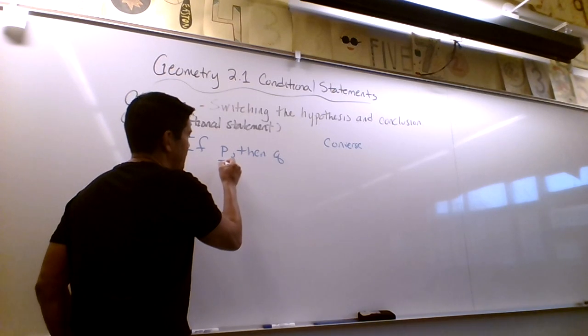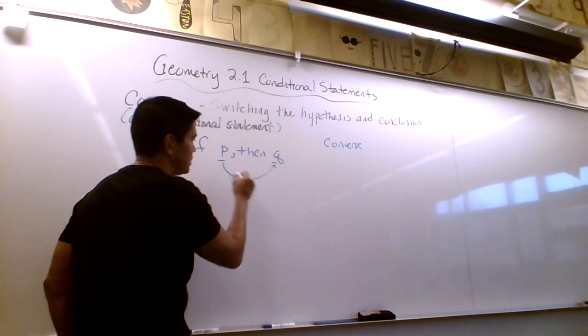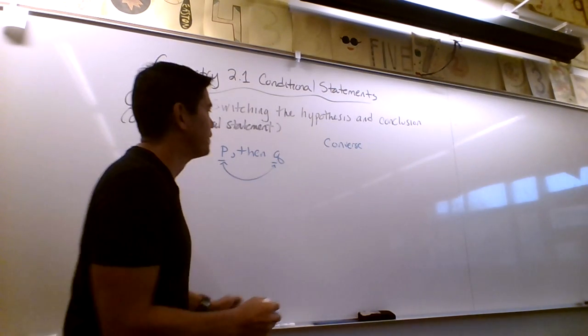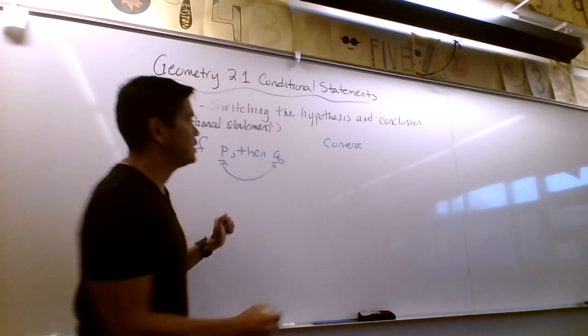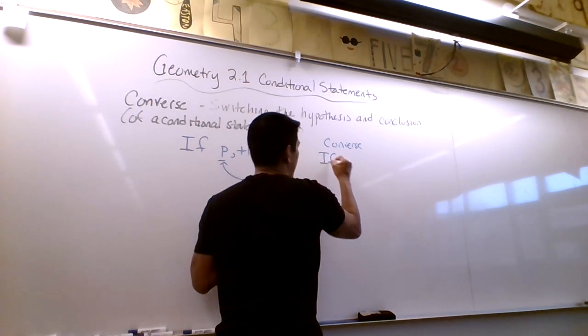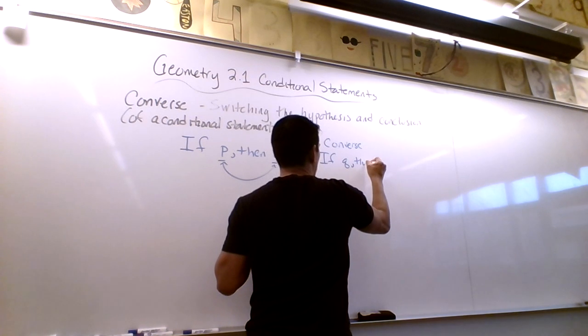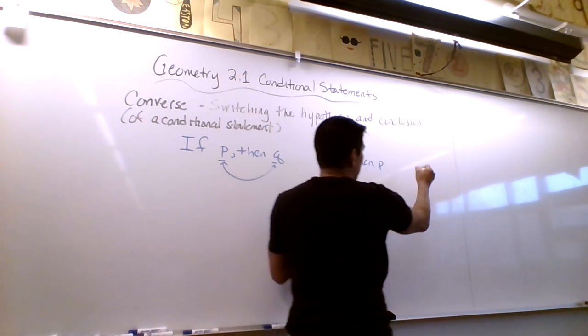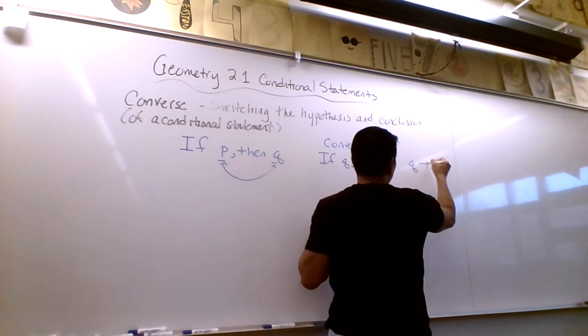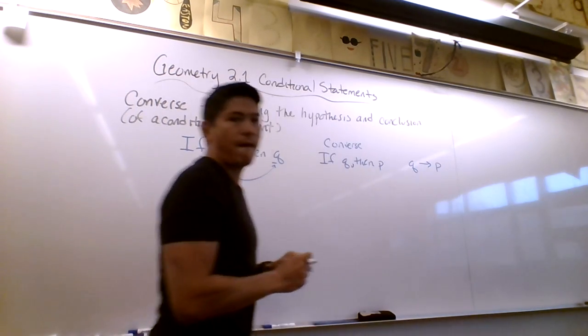You would take the hypothesis and make it the conclusion. You would take the conclusion and then make it the hypothesis. So the converse of this statement would be if Q, then P. Or in symbols, I could write Q implies P.